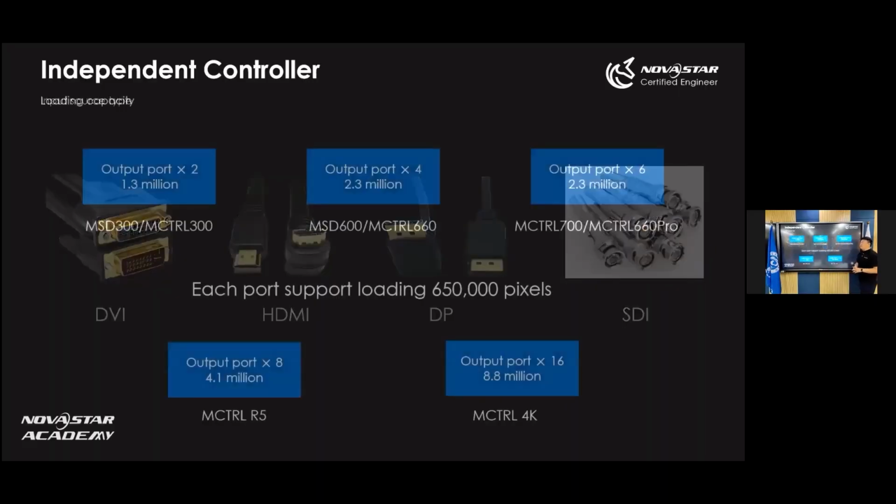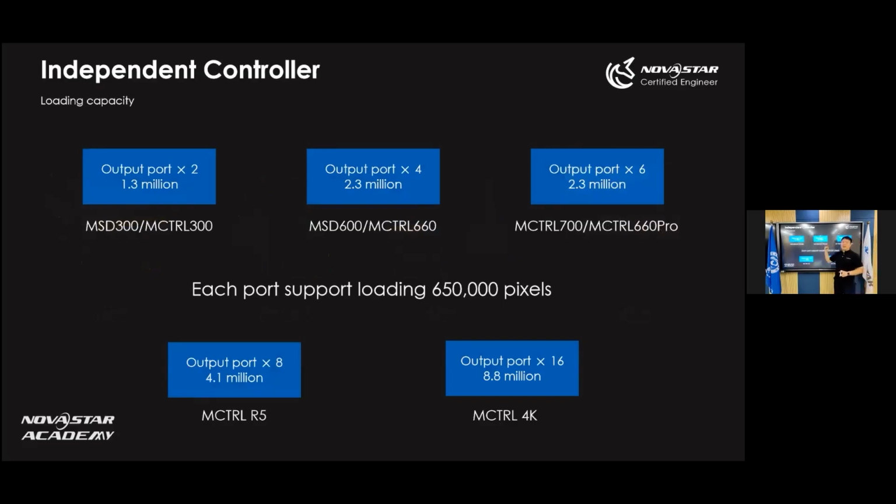And the second one, I believe, is the loading capacity, right? For output ports, there is very important information. Each output port supports loading 650,000 pixels, which, if you check the specification of all NovaStar products, each port supports 650,000 pixels. This is very important when you design a project. And in tomorrow's course, Deacon will tell you why we get this number. But today we only talk about the product part.